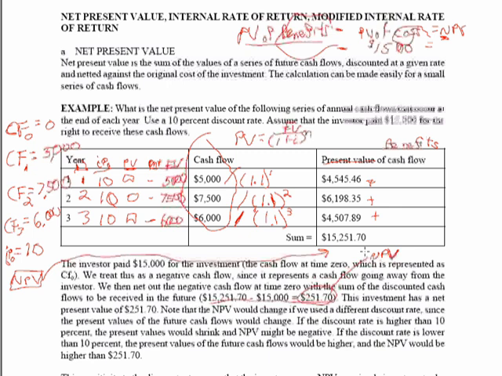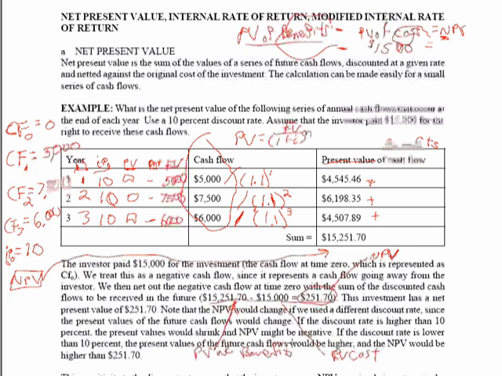Okay, pretty simple. What we have here is the present value of the benefits. What we have here is the present value of the cost, or the initial investment. And we just net those two numbers out. And NPV equals $251.70.